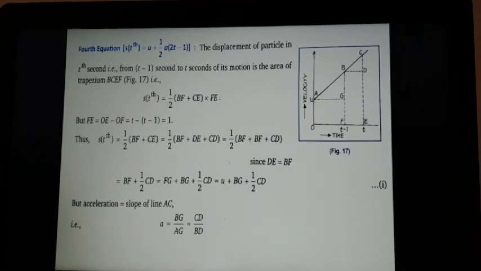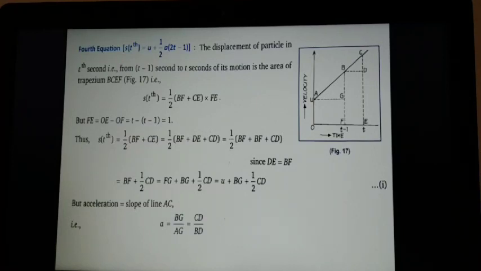For that we know acceleration is equal to the slope of the velocity time graph, which here is AC. So its slope is BG by AG, which is equal to CD by BD. You can take the slope on the same line between any two different points. So acceleration A is BG by AG, which is equal to CD by BD.